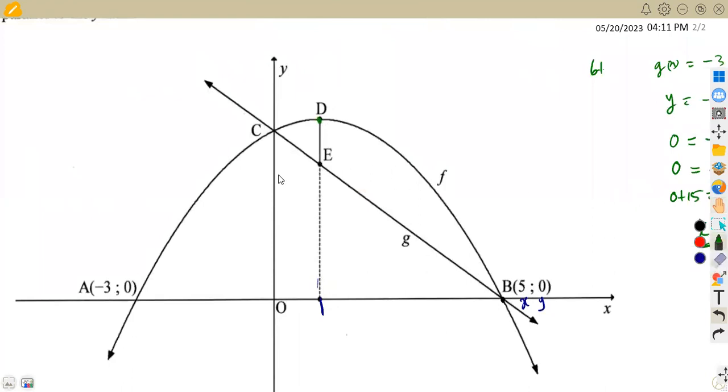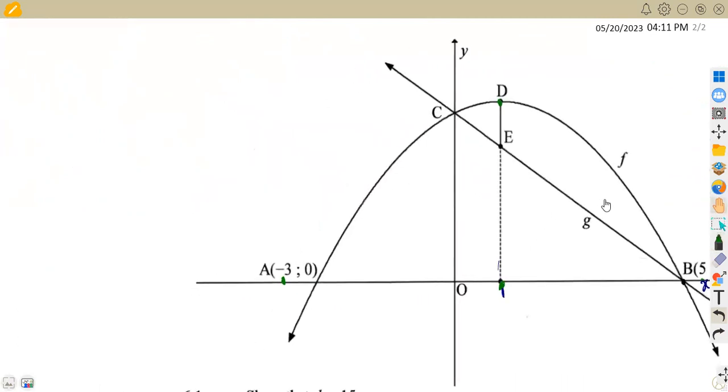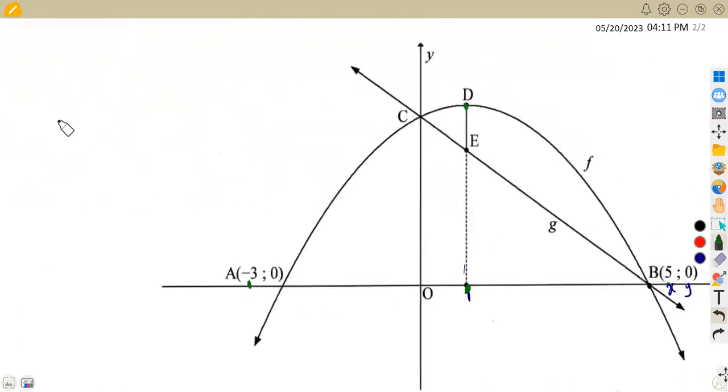We can actually determine this using two ways. If you take note here, D is at the x of the line of symmetry, which is the average of the value of x at point A and the value of x at point B. So we can calculate this using this consideration or using this option in 6.2.